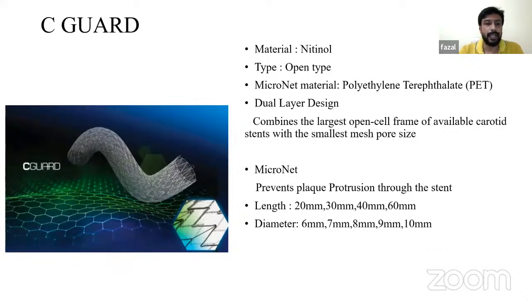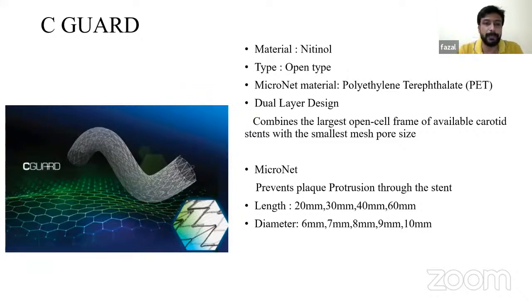So coming to a few of the commonly used carotid stents, this is one of them, the C-Guard, which is made of nitinol, and this is an open type where it has a dual layer design. If you see, it is an open type, but you have a mesh on top of it. So it combines the open cell frame and is also embedded with a mesh which has small pores in it. It is called the MicroNet, which prevents plaque protrusion through the stent. It comes in lengths of 20, 30, 40, 60 and with a diameter of 6, 7, 8, 9, 10 mm.